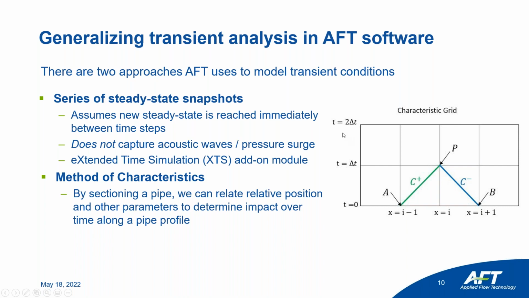So that's how we're able to capture those waves, things that we can't do with steady state snapshots, because again, if we're assuming steady state, we're treating the pipes very differently from how we would using the method of characteristics. So we are able to capture those acoustic waves, and this is where you need a more complex product, something like AFT Impulse or AFT xStream, if you're interested in what we call rapid transients.